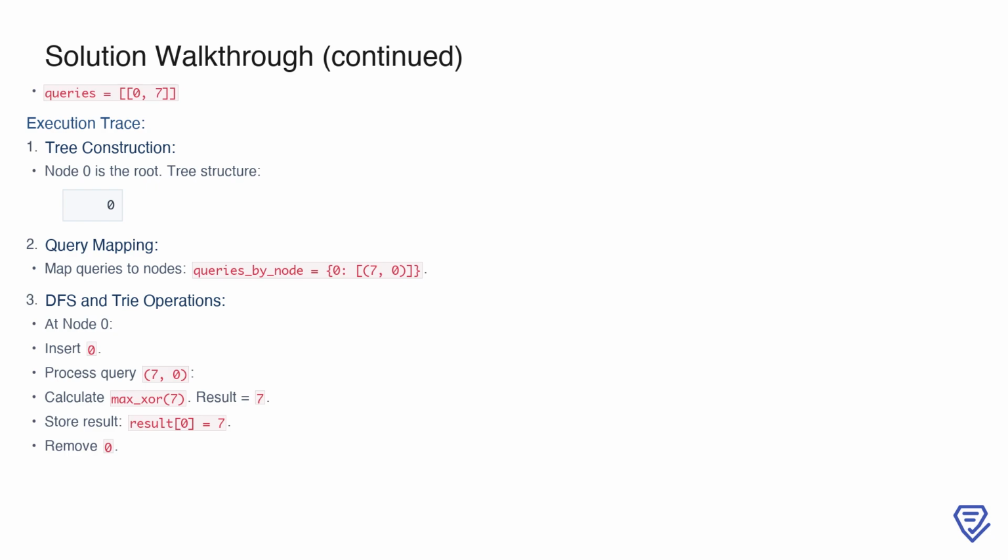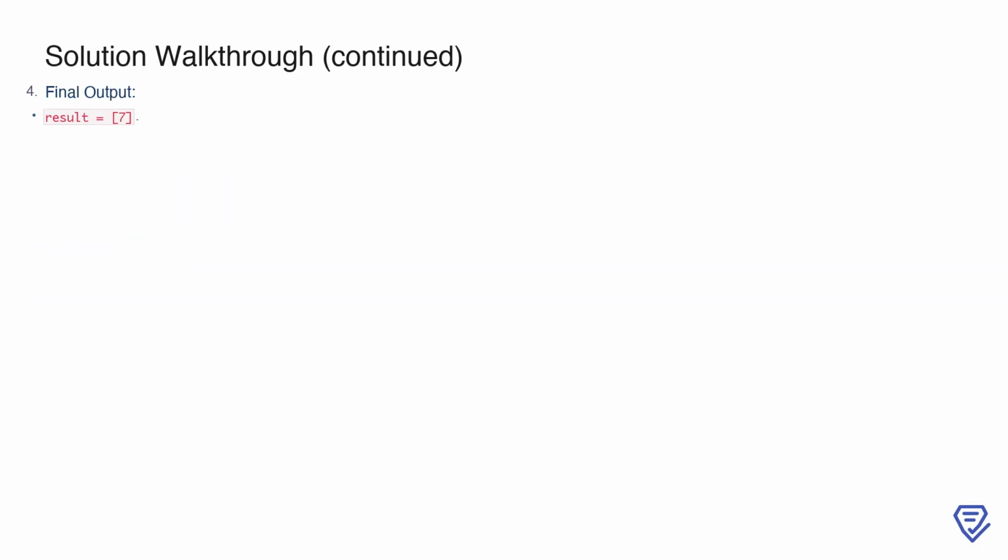We map this query to the root node, resulting in queries_by_node equals 0, 7, 0. Using the DFS and tree operations, we start at node 0, insert its value 0 into the tree, and process the query 7, 0. Calculating the maximum XOR of 7 with the numbers in the tree yields a result of 7, which is stored in the result array at index 0. After processing, we remove the value 0 from the tree. With the processing complete, the final output for this edge case example is result equals 7.